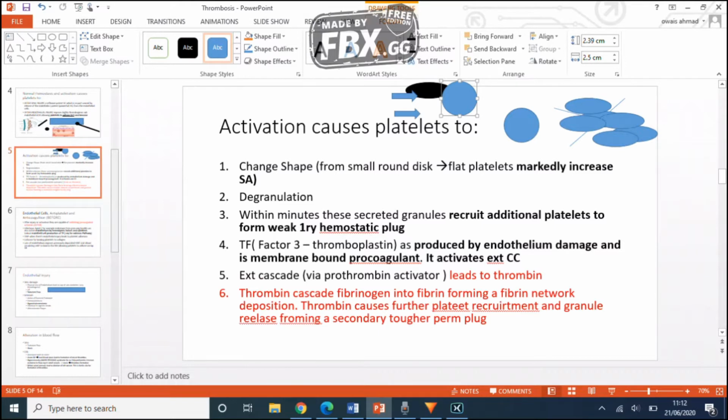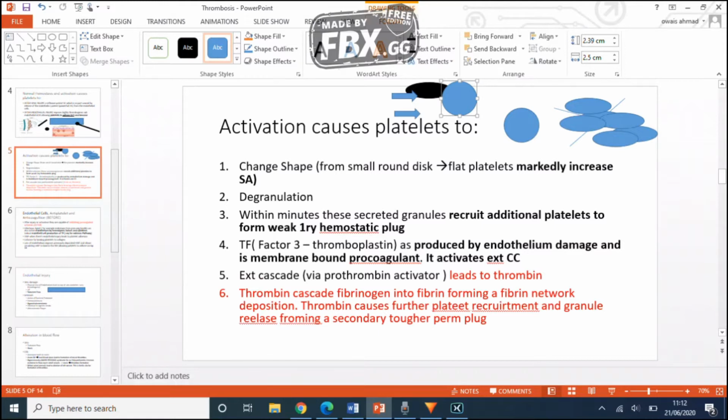Thrombin causes further platelet recruitment and granular release, forming a secondary, tougher, permanent plug. So you're going to be changing shape, with increased degranulation. This will cause additional platelets to be recruited. Tissue factor 3 is going to be produced by endothelial damage, and then there's going to be an extrinsic cascade which leads to formation of thrombin.